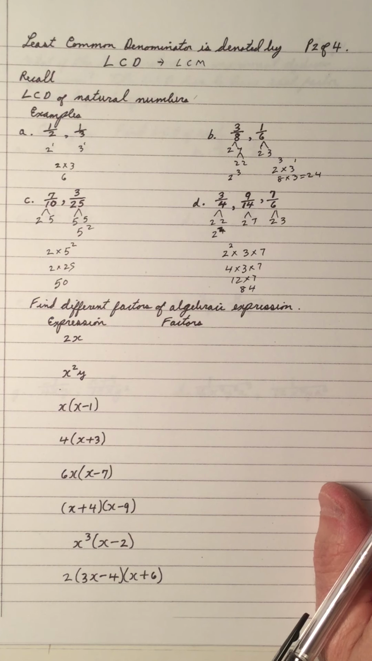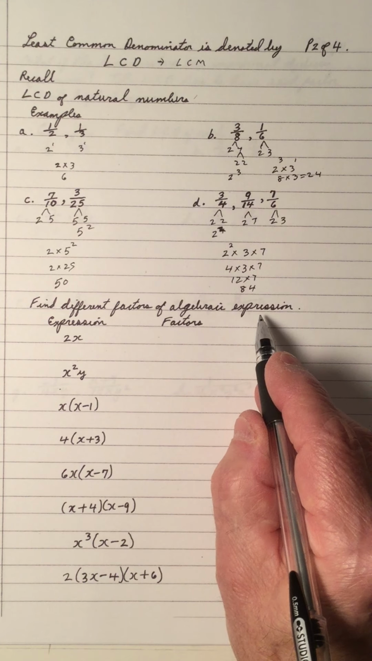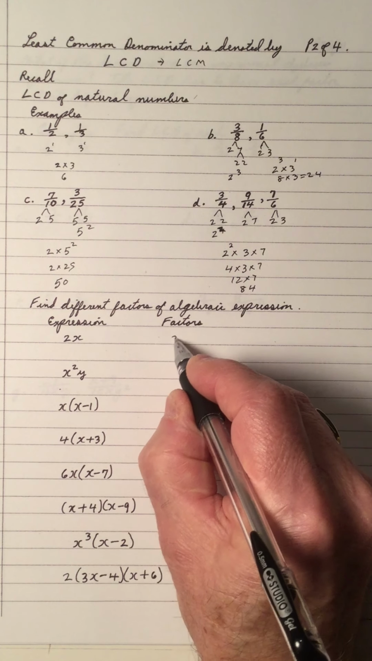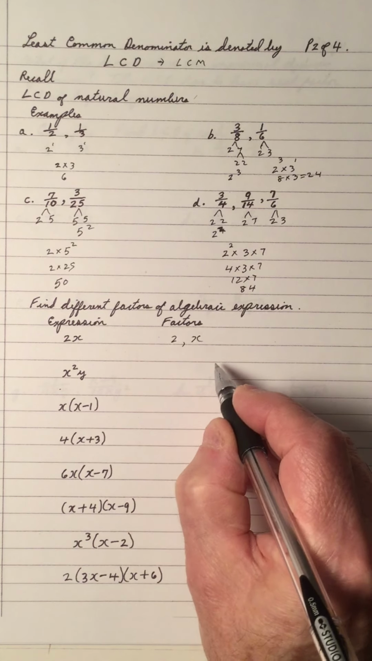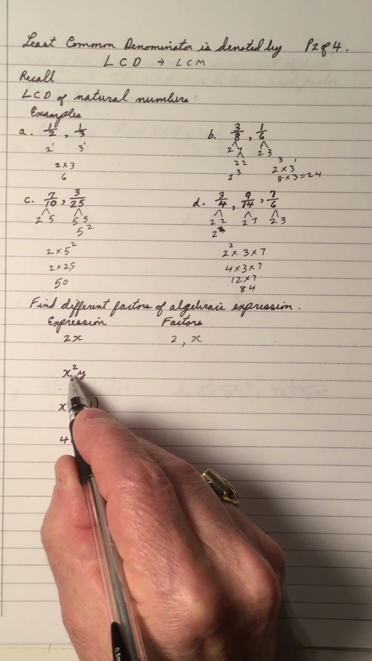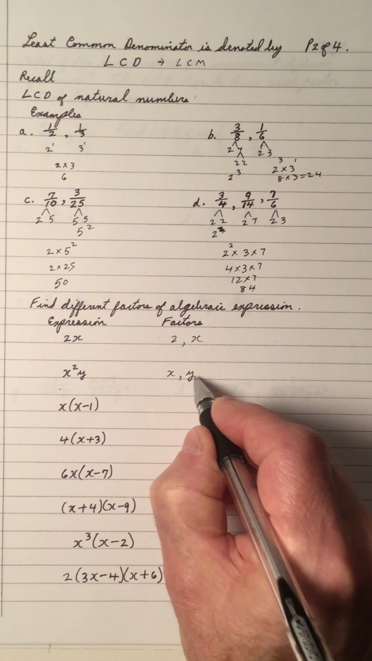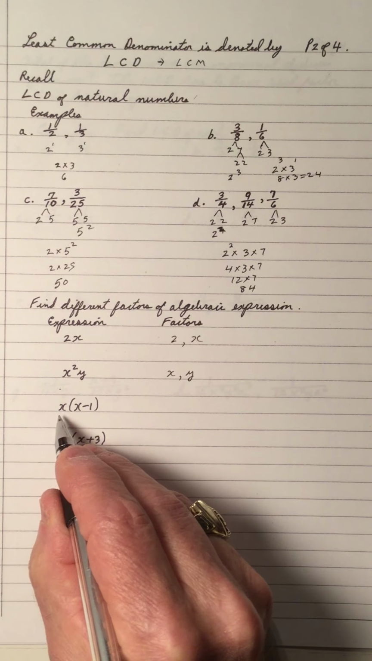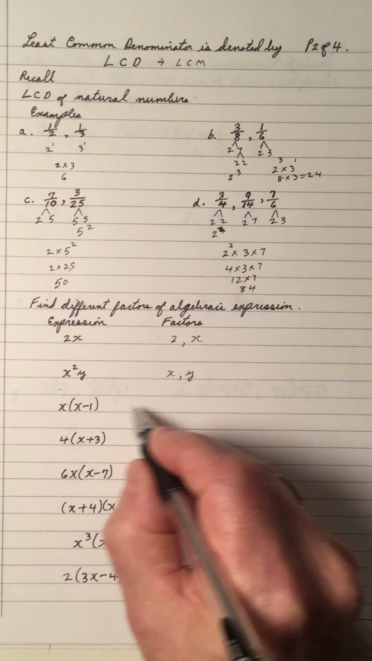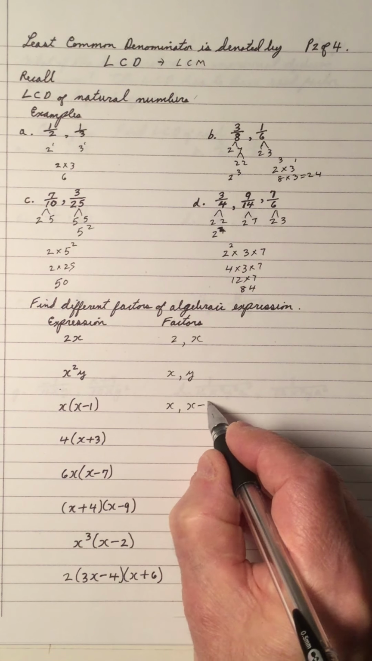Same pattern. Here we go. Find the different factors of an algebraic expression. If I have an expression of 2x, then the factors are a 2 and an x. If I have an expression of x squared y, the factors are an x and a y. And if I have x times x minus 1, the factors are x and x minus 1.